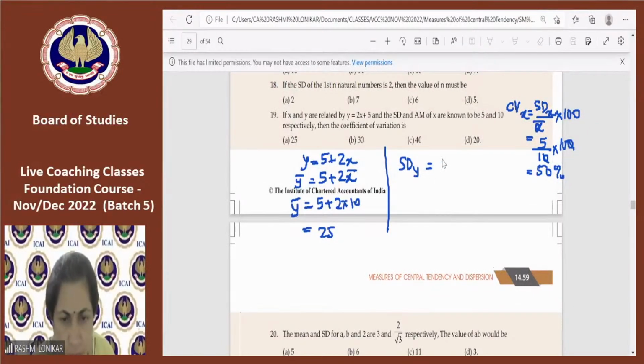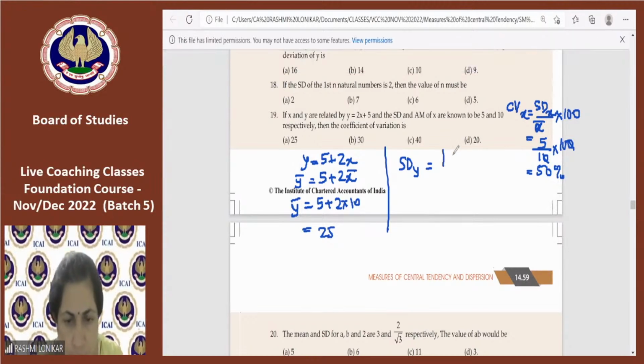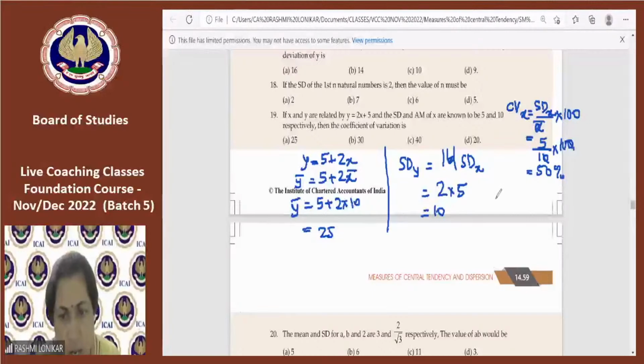Okay, so standard deviation of y will be equal to mod b into standard deviation of x. Mod b is how much? Y is equal to 5 plus 2x, so b is 2. What is the standard deviation of x? Standard deviation of x is 5. So standard deviation of y is how much? 10.